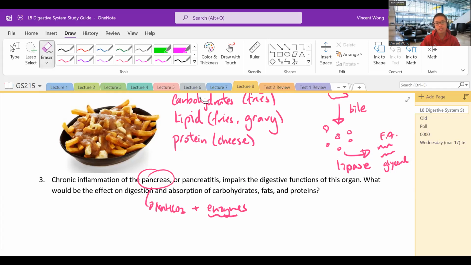Another thing is without the NaHCO3, you will irritate your duodenum, right? Because there's nothing neutralizing the chyme. And if you keep on irritating your duodenum, it might even burn through the mucosa and the submucosa, resulting in a duodenal ulcer. So it's not a good thing, but that's basically what it is.